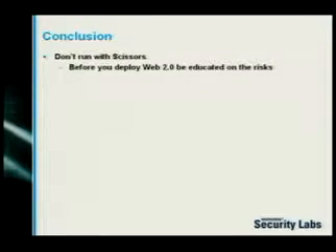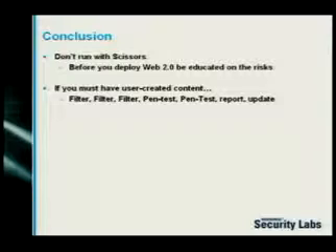So in conclusion, don't run with scissors. Before you deploy Web 2.0, be educated on the risks, or actually check to see if you've already deployed Web 2.0 technologies, because there's a good chance that most of you have. If you must have user-created content, filter it, pen test it, report, update your filters. You'll be really surprised what people are trying to post to your sites, automatically and manually.